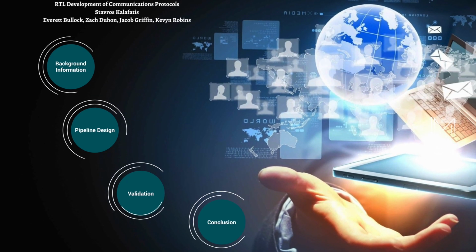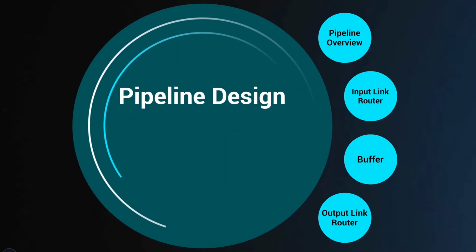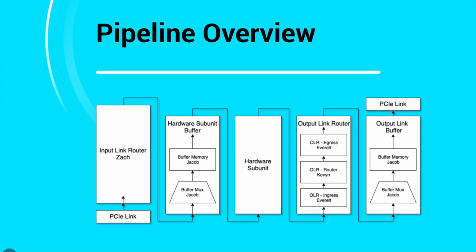Next, let's talk about our specific pipeline design. To start, each PCIe lane that we have coming in goes into an input link router. This router reads the packets coming in and directs them to the correct hardware subunit buffer. This buffer filters through the different input link routers and selects which router is ready for data, reads in that data, and passes it on to the hardware subunit.